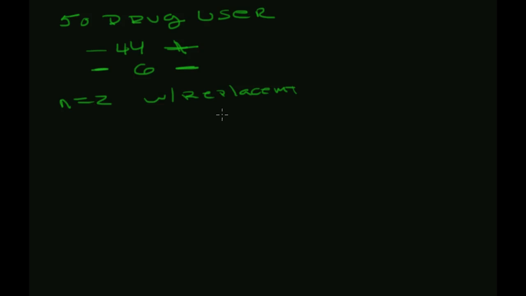Sorry, we're starting with replacement. If I do it with replacement, and I want to know the probability that I am getting the first one being positive and the second one being negative. So it's the probability of the first one being positive and the second one being negative. So if I'm with replacement, I can pick the same person twice.